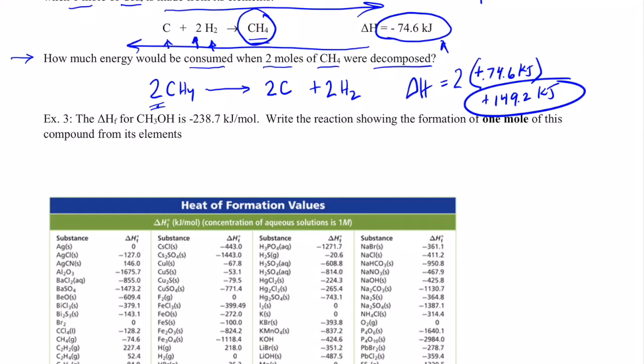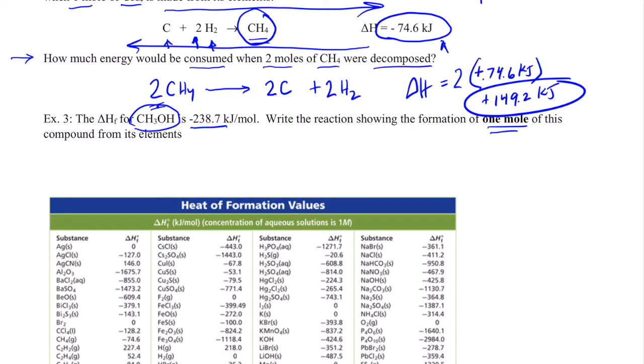Let's try example 3. The heat of formation of methanol, CH3OH, is negative 238.7 kilojoules per mole. Why don't you pause the video and see if you can write the reaction showing the formation of 1 mole of this compound from its elements. All right, go ahead and try it. See you in a sec.